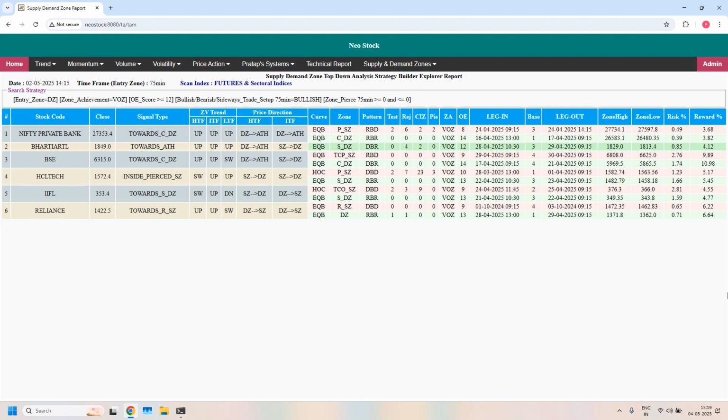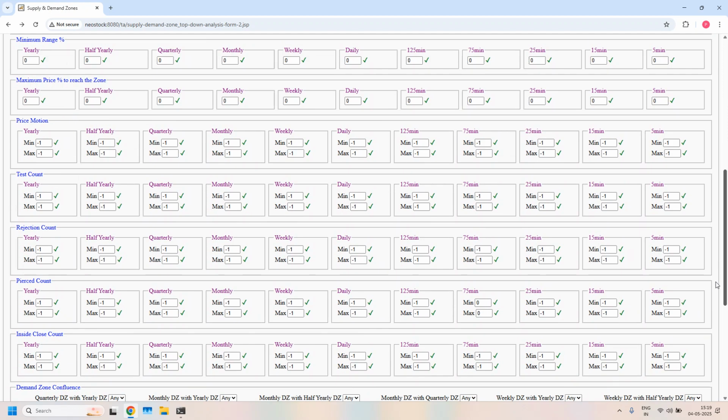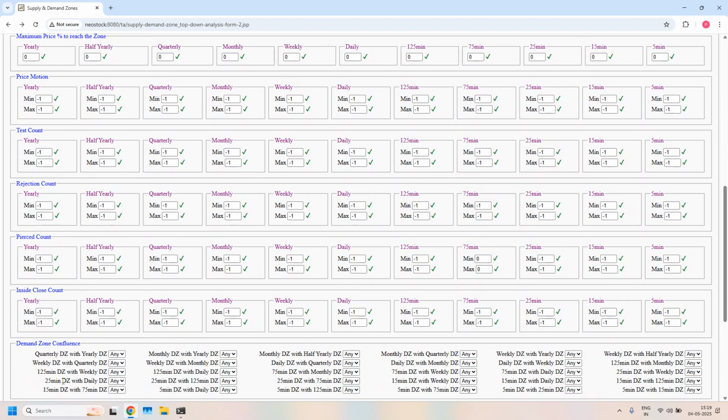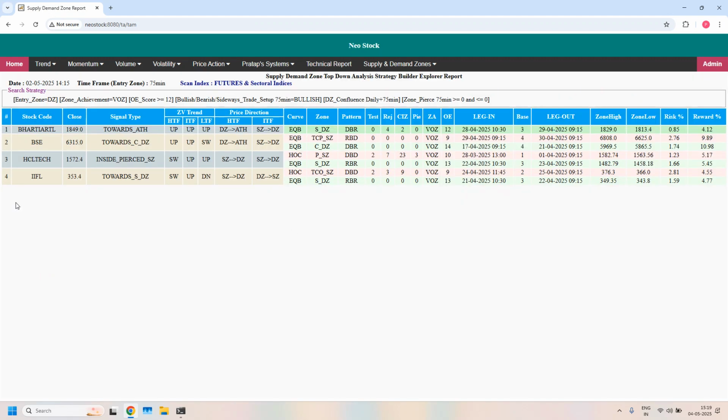We can further filter this list based on the zone confluence to find high probability trade setups. So first filter LTF, ITF, demand zone confluence, that is 75 minutes demand zone with daily demand zone confluence. I enable the filter LTF, ITF, demand zone confluence. We got 4 stocks. In these 4 stocks, these 75 minutes demand zones are overlapped with daily demand zone, and daily trend is up in all the 4 stocks.